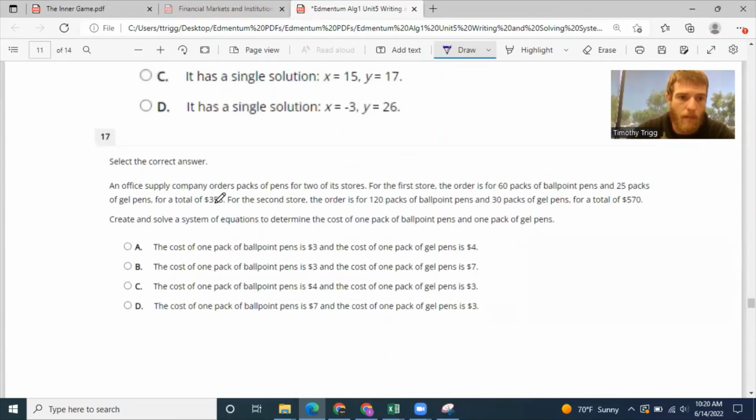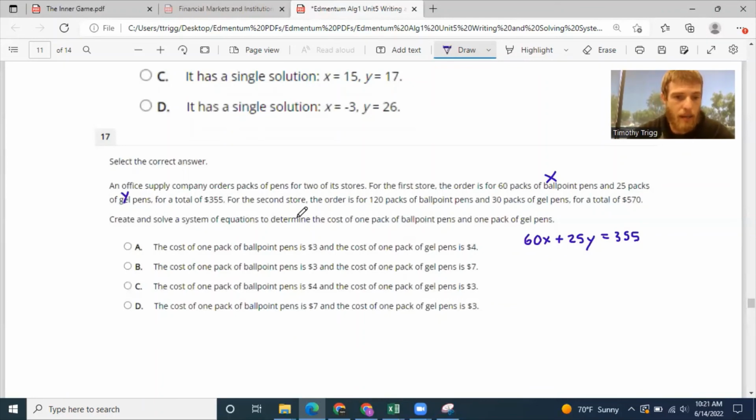Number 17, an office supply company orders packs of pens for 2 of its stores. The first store orders 60 packs of ballpoint pens and 25 packs of gel pens for a total of $355. Okay, well, the ballpoint pens we're going to call X, and the gel pens we're going to call Y. Okay, so let's go ahead and write the first equation here. 60 packs of the ballpoint pens, so 60X plus 25 packs of the gel pens, so 25Y equals 355. Okay, so that's your first equation. We got that from the first piece of information they gave us.